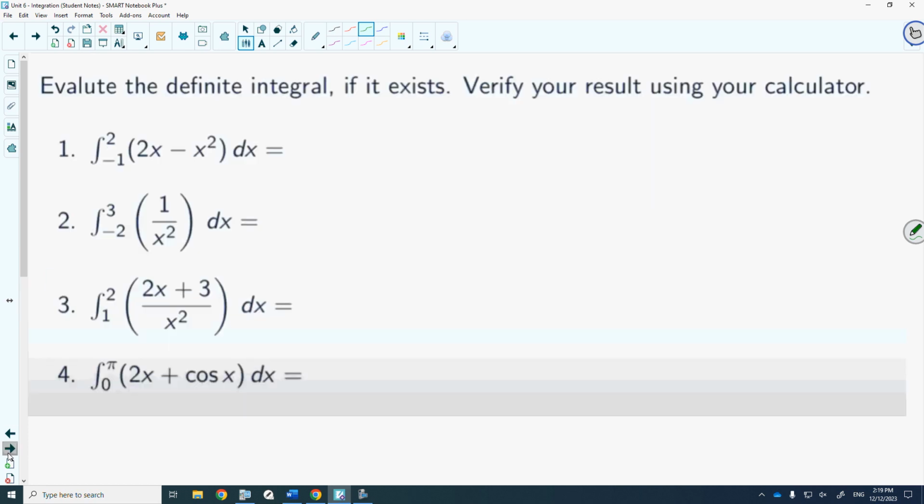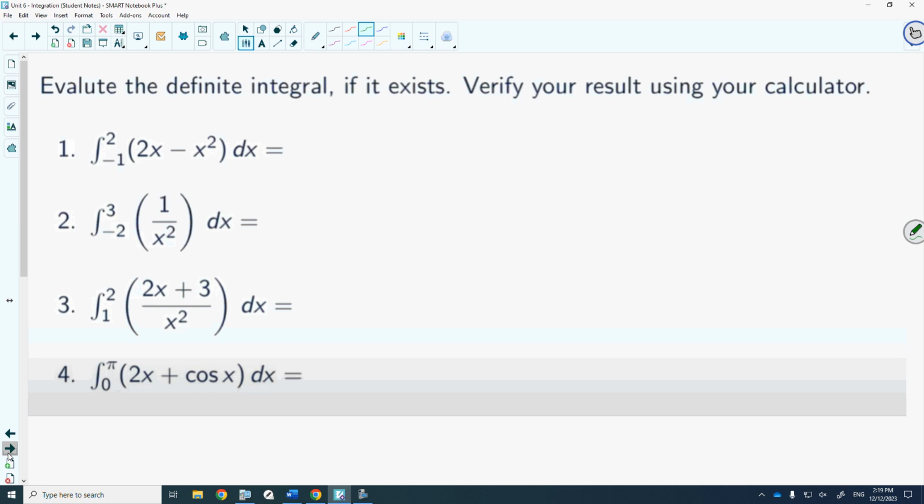Okay, let's look at some different examples now. Evaluate the definite integral if it exists. One of these integrals will not exist, so we'll see if we can figure out why.